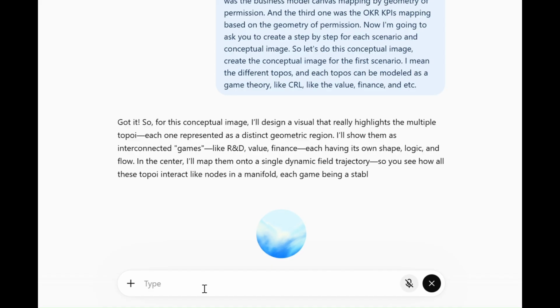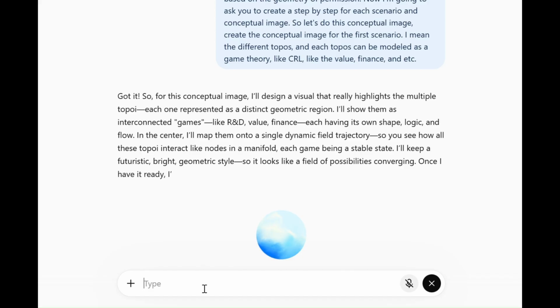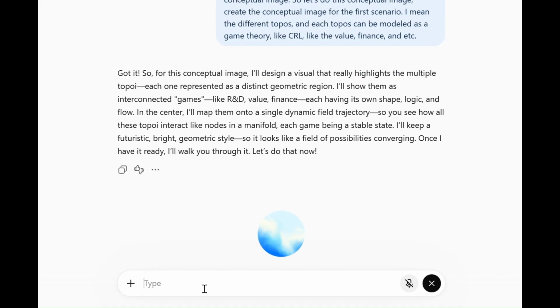so you see how all these topoi interact like nodes in a manifold, each game being a stable state. I'll keep a futuristic, bright geometric style so it looks like a field of possibilities converging. Once I have it ready, I'll walk you through it. Let's do that now. So please create the image.